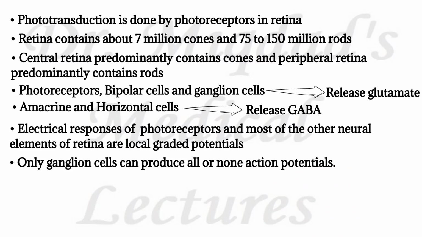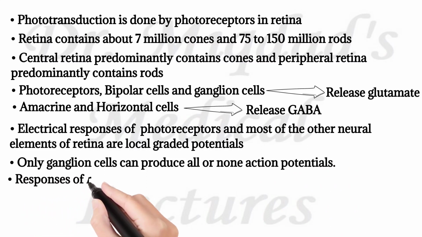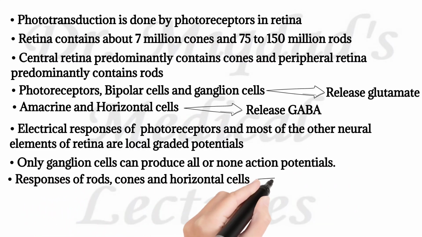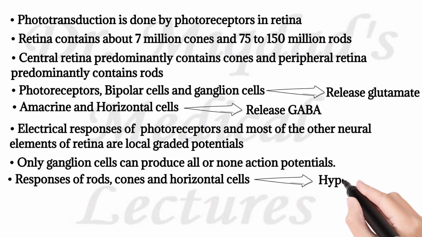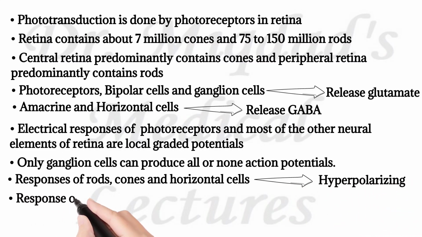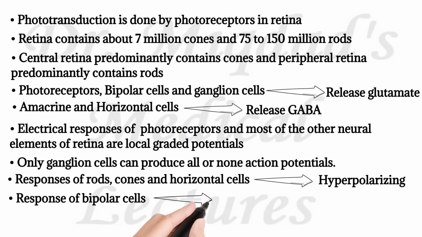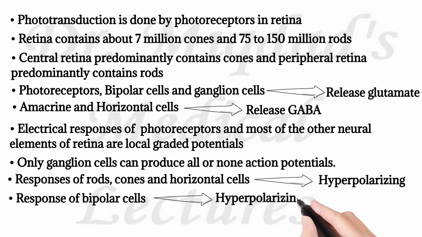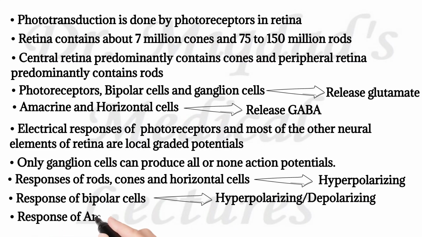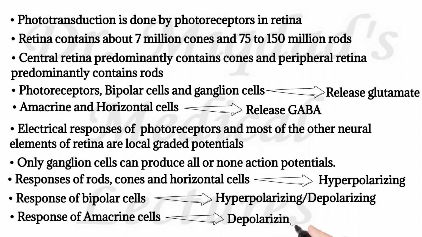Another important point to note is that the responses of rods, cones, and horizontal cells are hyperpolarizing, whereas the responses of bipolar cells are either hyperpolarizing or depolarizing. And finally, the responses of amacrine cells are depolarizing. For now, just trust me and remember these points. Later, in the next video, these concepts will be cleared while discussing phototransduction and its steps in detail.